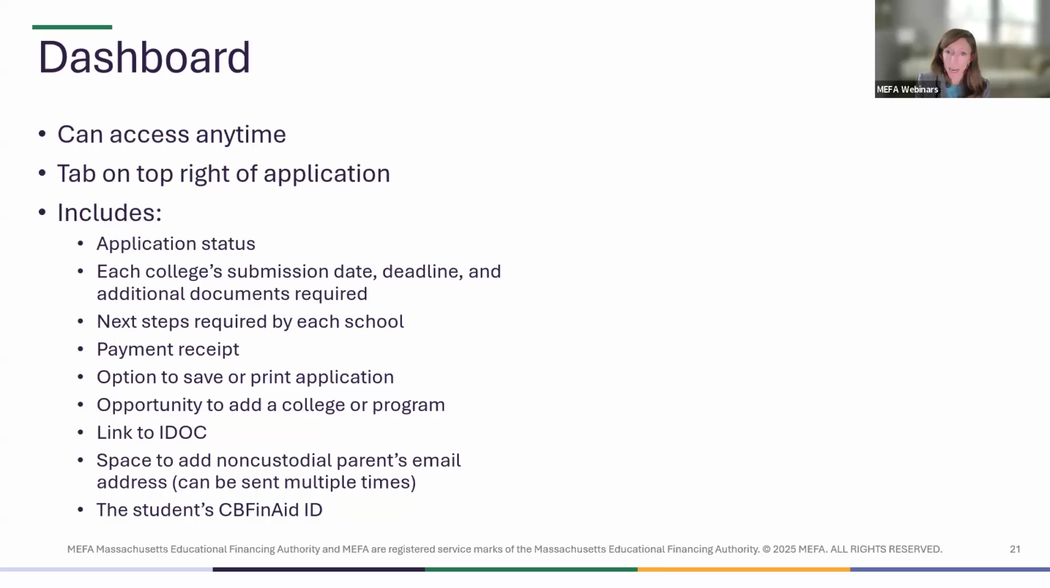There's also a link here to iDoc, which I'll talk about in just a minute. And there's also a space here to put in your non-custodial parent's email address. If you didn't put in the email address earlier, or you want to submit that email again to the non-custodial parent, that's where you can do that. Go right to your dashboard. And that CB FinAid ID, that's basically the profile ID number, that's also going to be found on your dashboard.